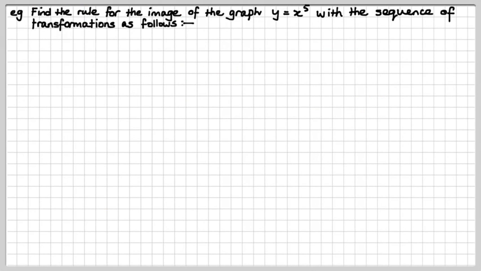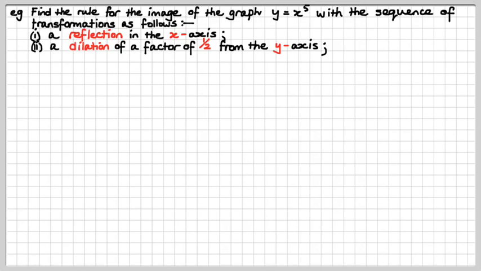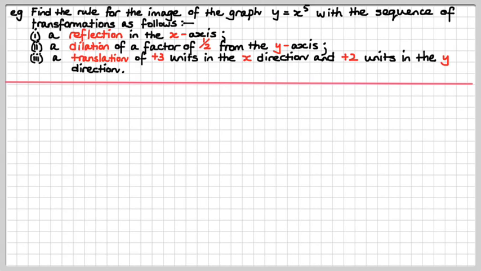Now, what's this one? Find the rule for the image of the graph of y equals x to the 5 with the sequence of transformations. Okay, I get this. This is what I call a forwards transformation calculation. We have to come up with the rule. We don't have to do the graph, we just have to get the rule. Reflection in the x-axis, dilation of a factor of half from the y-axis, and a translation of plus 3 units in the x direction and plus 2 units in the y direction. That's all right. It's the same old, same old. This is just basically a transformations question, guys. But we're doing it on these particular functions, right?